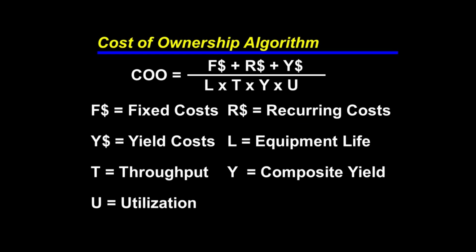What is cost of ownership? Cost of ownership is a metric for evaluating the incremental cost added to a unit of good product material flowing through equipment embedded in a factory environment for a specific lifetime. Simply said, cost of ownership is the amount of cost added each time product goes through an individual process step.